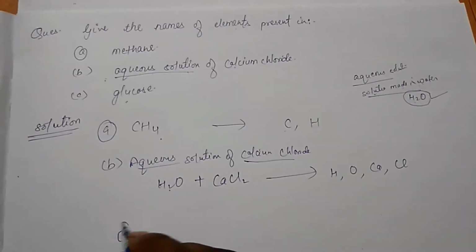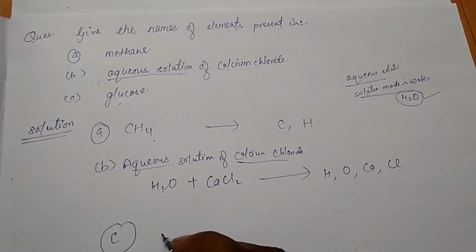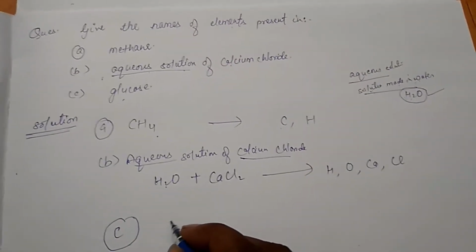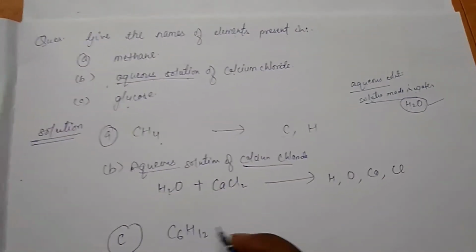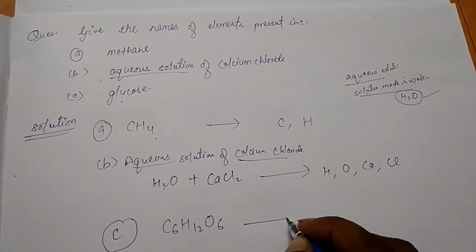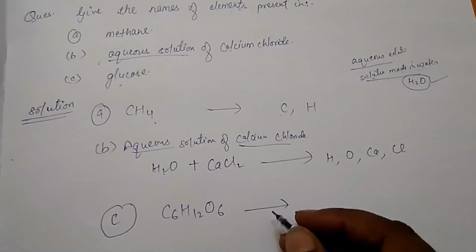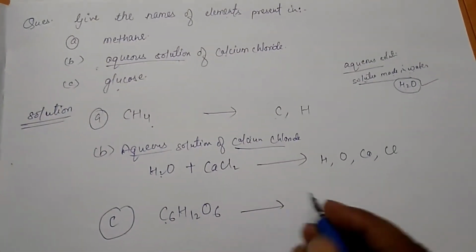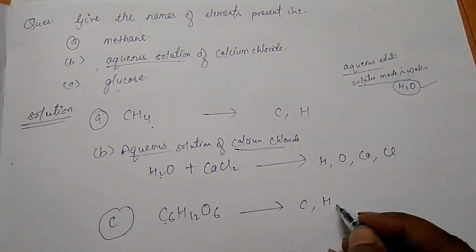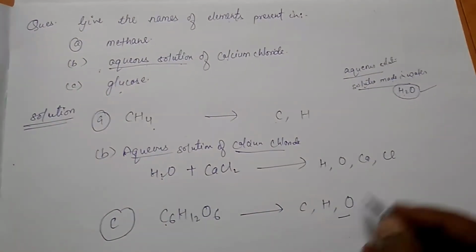Now see glucose. The formula of glucose is C6H12O6. Okay. Now this is the combination of carbon, hydrogen and oxygen. Clear children?